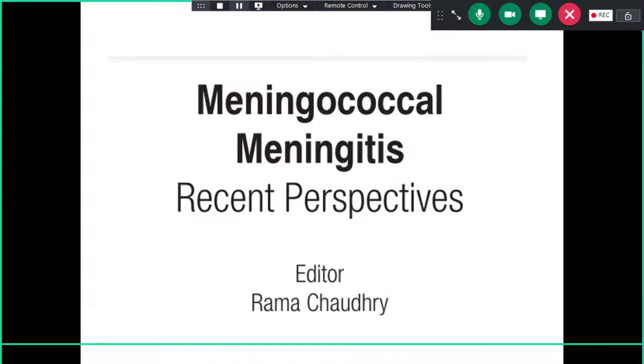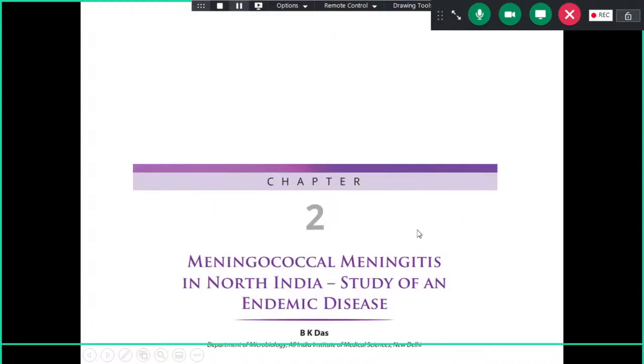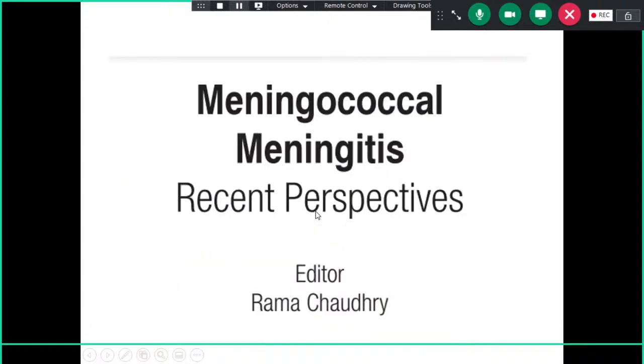And there is a book published from the department under the headship of Dr. Rama Chaudhary, Meningococcal Meningitis: Recent Perspective. It will give you a lot of information about meningococcal meningitis in the North area, and the study of epidemic disease. This book covers almost all aspects of meningococcal meningitis in India.